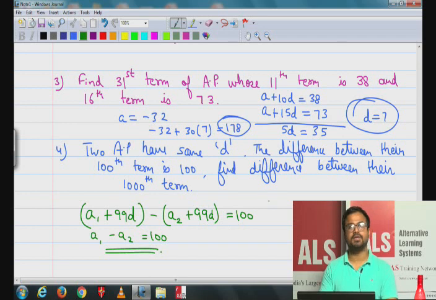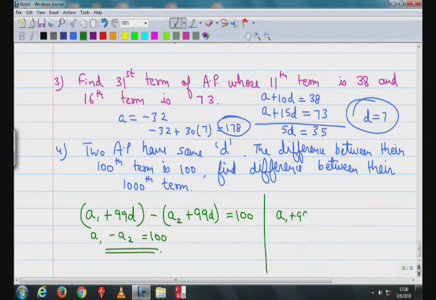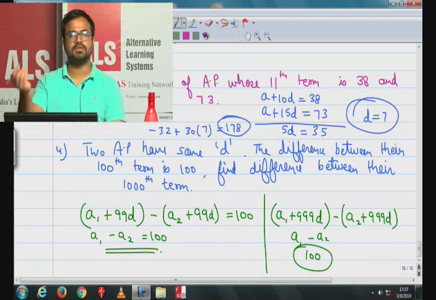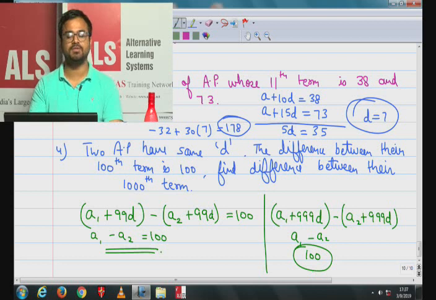Now we have to figure out the difference between their 1000th terms. So for the 1000th term, again the first terms are the same as before. So it will be A1 plus 999D, this is the 1000th term, minus A2 plus 999D. Again, if we simplify this one, we will get A1 minus A2, and we know the value of A1 minus A2 is nothing but 100. So this will also be the same. So basically, whether it is the 1000th term, 2000th term, 50th, 60th, any term, the difference between those two terms will be the same, which is 100.